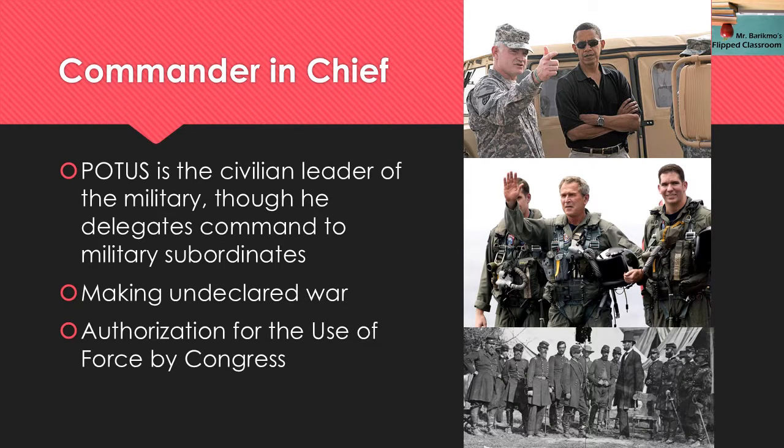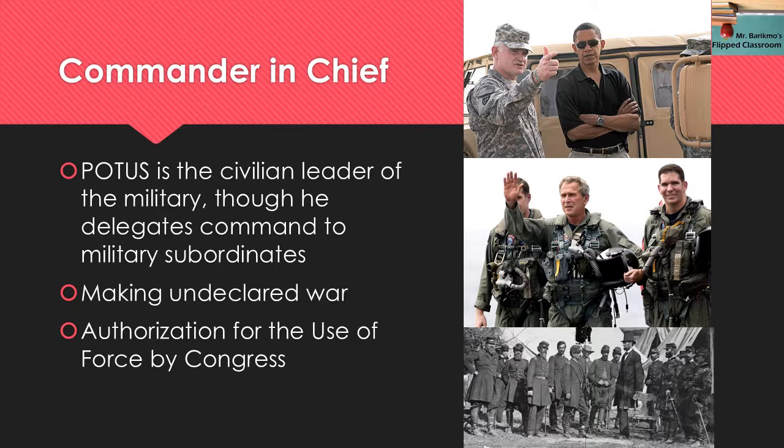Now, when we talk about the foreign affairs powers, one of the chief ones that we look at, of course, is the commander-in-chief. The President of the United States is the civilian leader of the military, put in place by Congress on purpose to make this person a civilian. But he often delegates command to his military subordinates. The president can make an undeclared war, and the president as commander-in-chief can fight or send troops in to fight a war that's in the interests of national security. And oftentimes, the president is conducting these undeclared wars or police actions under an authorization for the use of force that's presented by Congress.